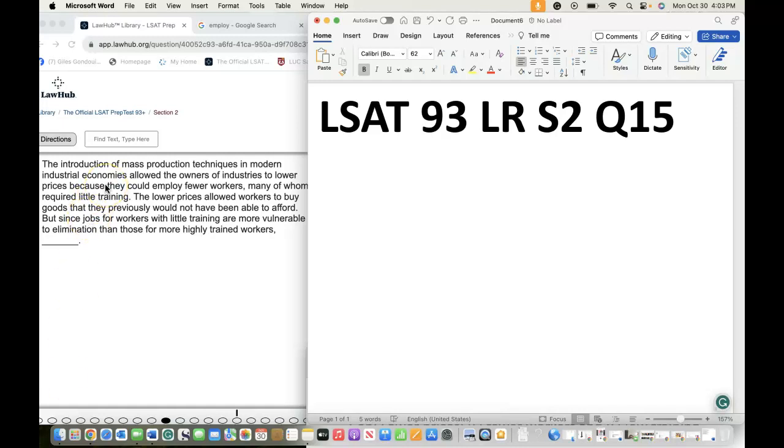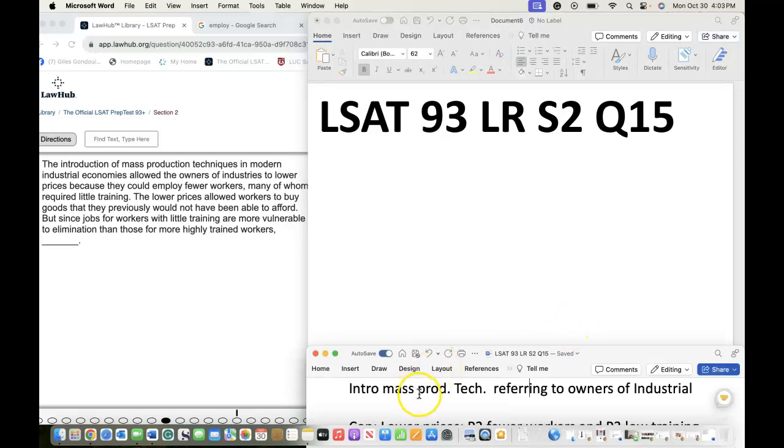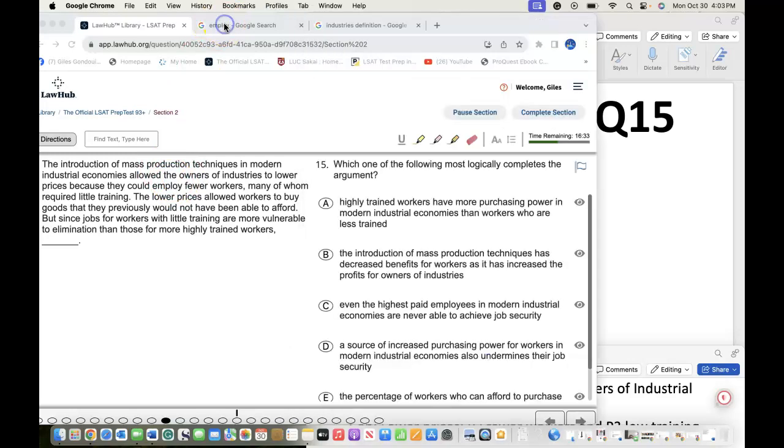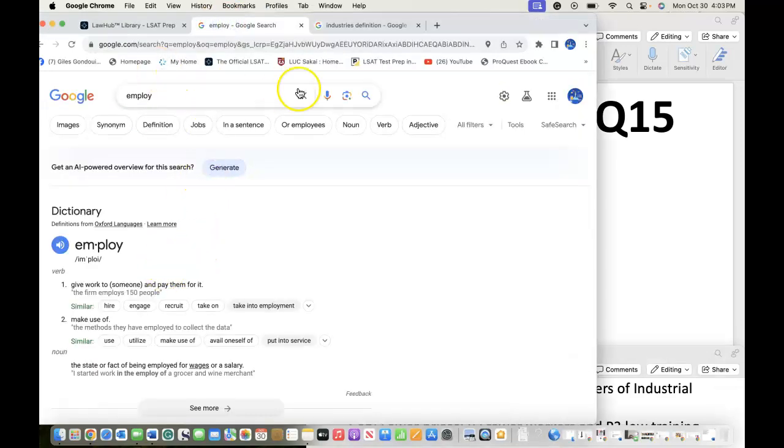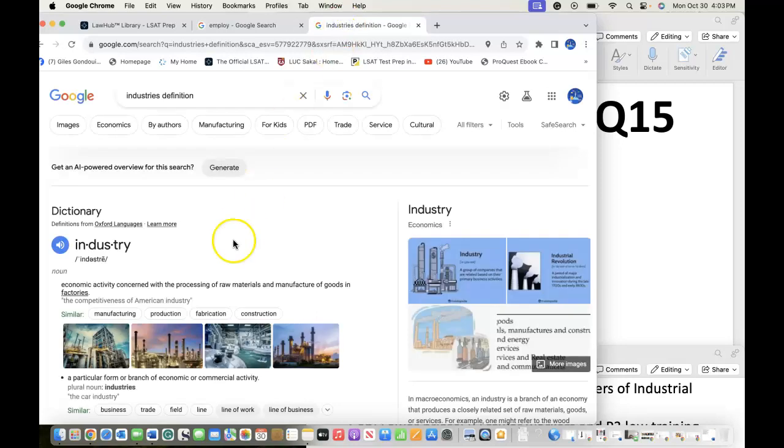The introduction of mass production techniques in modern industrial economies allows the owners of industries to lower prices because they could employ fewer workers, many of whom require little training. So, intro to mass production techniques, referring to owners of industries. For those who are not familiar with the word, employ means to give work to. And industries are the economic activity of processing raw materials and manufacturing goods.